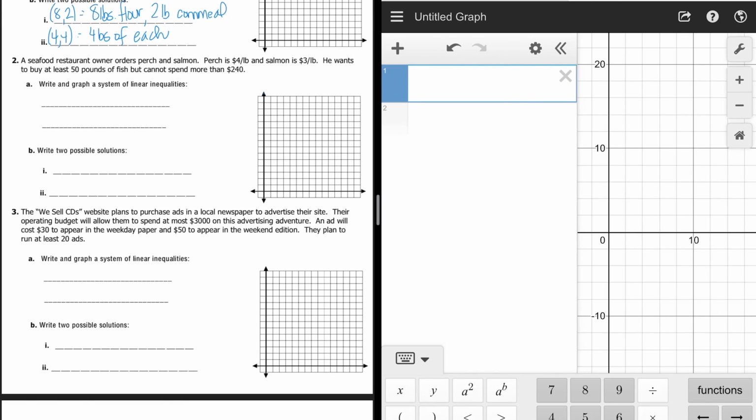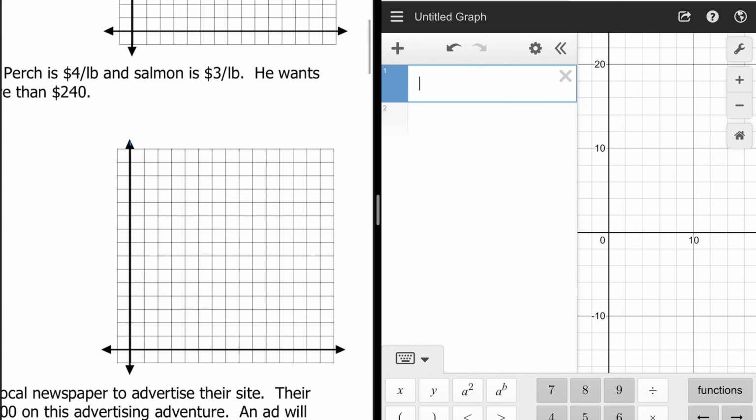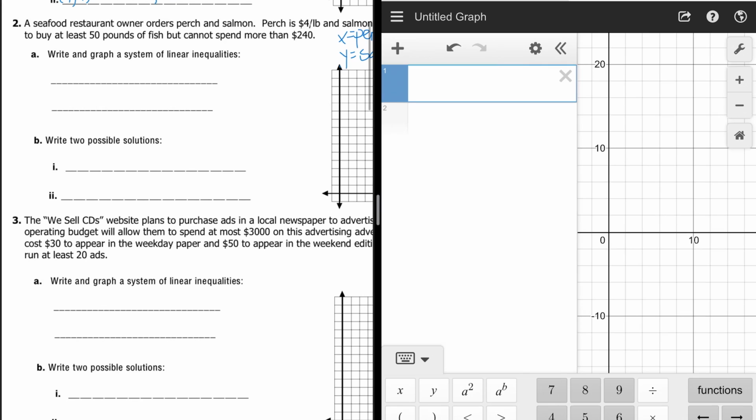So I know I'm going to have X and Y, and I'm just going to make X perch and Y salmon. It says the perch is $4 a pound, so that would be 4x, and the salmon is $3 a pound, which would be 3y. So I'm going to use 4x plus 3y because I'm buying both of them. And I'm talking about the cost, so I cannot spend more than $240, but I could spend less. I could spend $239, $200, $150. So I have to be less than or equal to $240. It says I can't spend more than $240, but I could spend exactly $240.